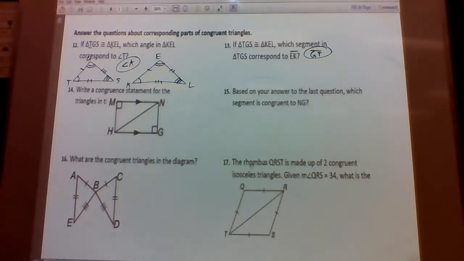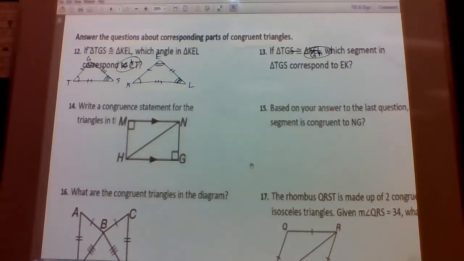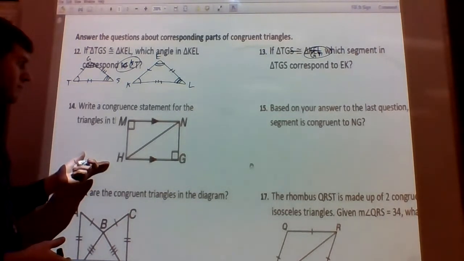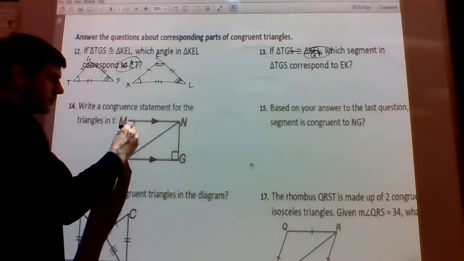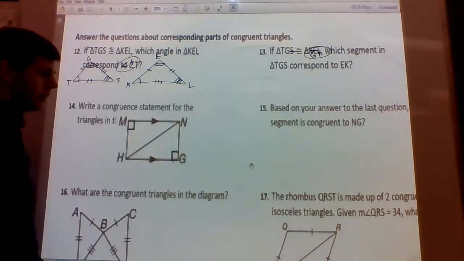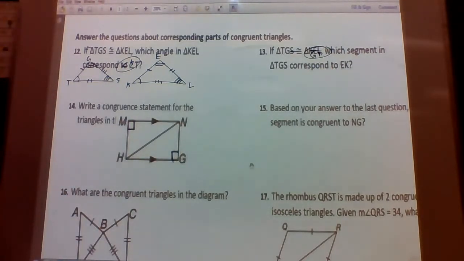We make these a little bigger. So 14. We've got to write a congruent statement for the triangles. And it's cut off a little bit. We've got to write a congruent statement. So they're giving us right angles. Angle M and angle G are right angles, so we know right angles are congruent. So we know angle M is congruent to angle G.